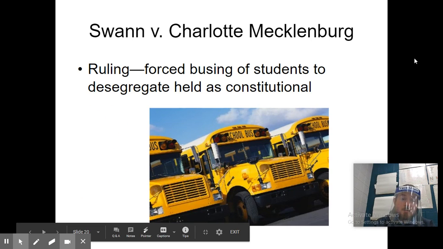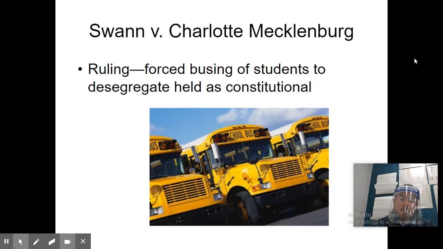Here are some in North Carolina. Swann v. Charlotte Mecklenburg. This is actually a fairly recent ruling. Happened within the last 10 years, I believe. It's forced busing of schools to desegregate held as constitutional.